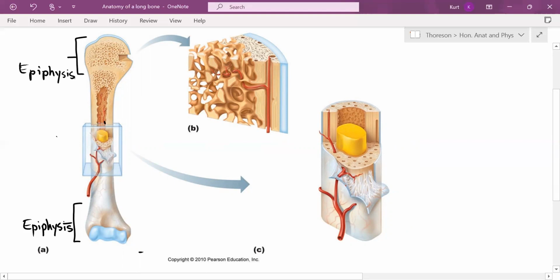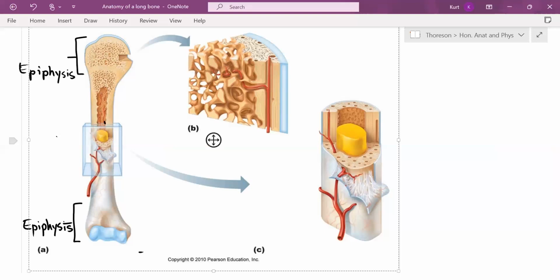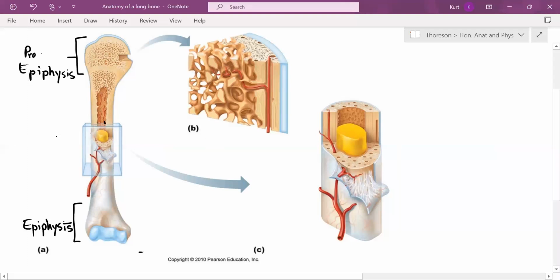Okay. Now, if you were an orthopedist and you had to put a patient in a cast or reset their bone, epiphysis is not good enough. You have to tell me which epiphysis is which. So what do we call the epiphysis that is closer to your body? The proximal epiphysis is correct. And what do you call the epiphysis that's further from your body? Distal.